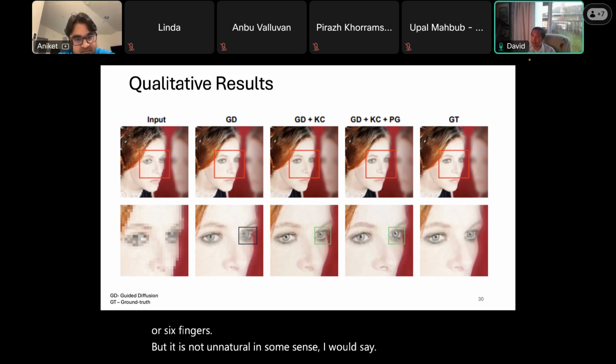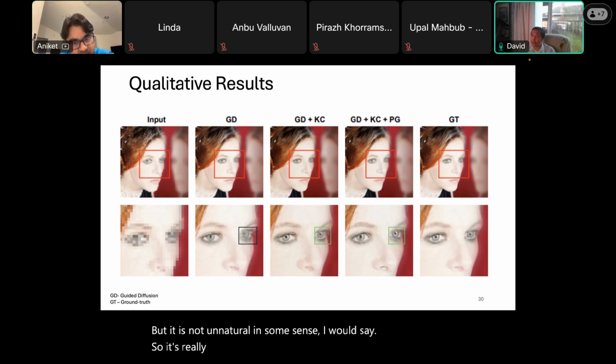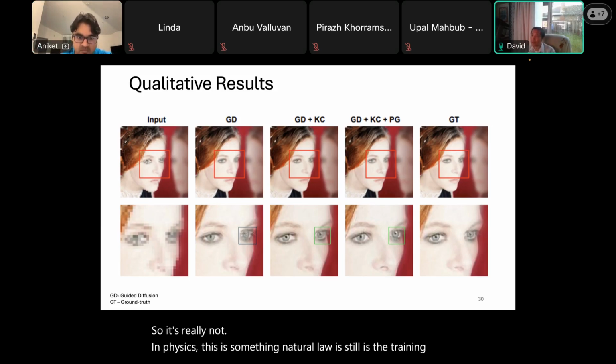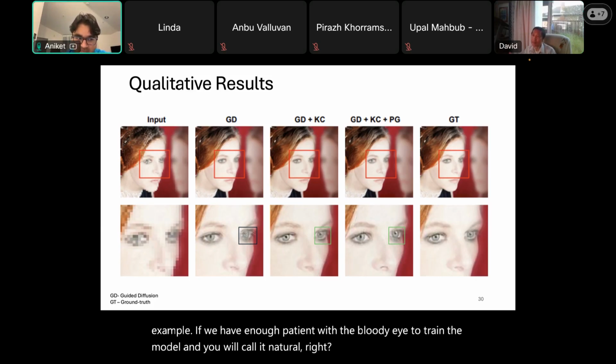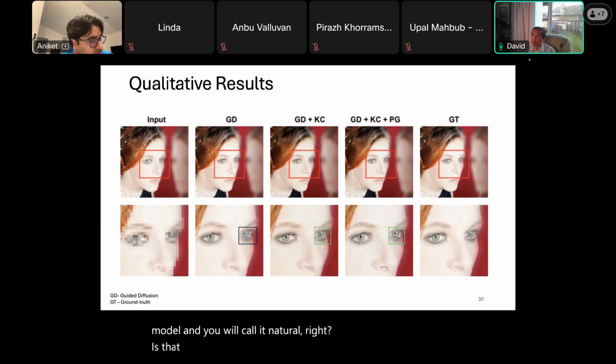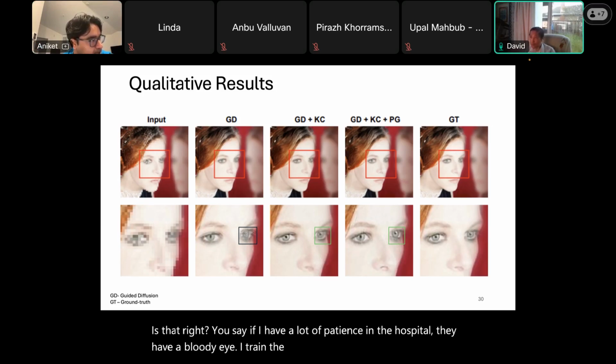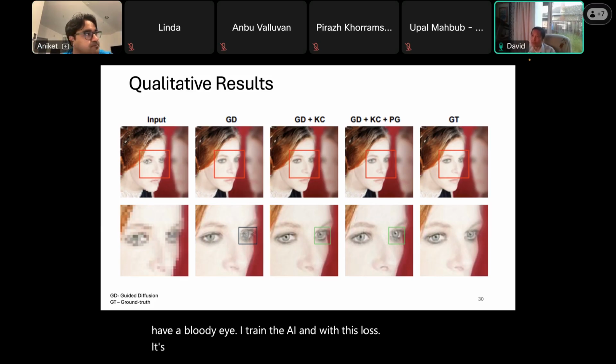So it's really not in physics. Still, it's the training example. If we have enough patients with a bloody eye to train the model, you will call it natural, right? Is that right? Say if I have a lot of patients in the hospital who have a bloody eye, and I train the AI, would this loss be normal or not normal?